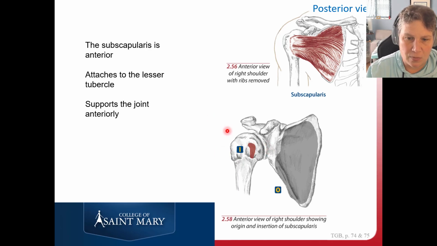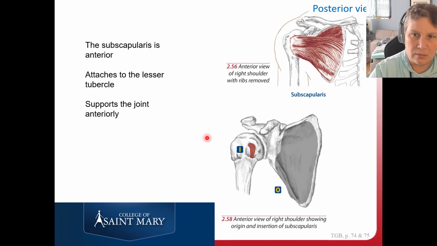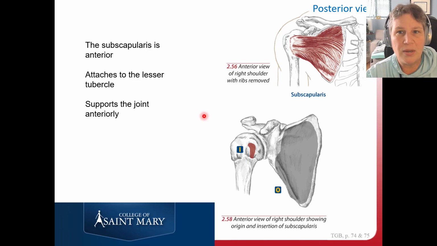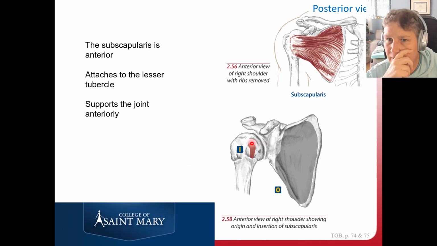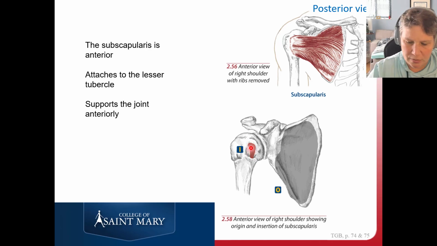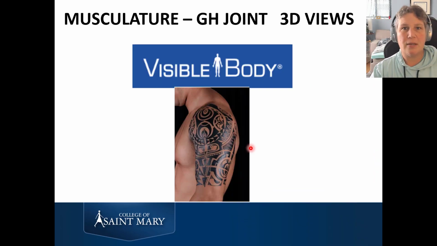Okay, so that's your subscapularis here. And what's different about the subscap, even though it's part of the rotator cuff, it actually attaches to the lesser tubercle of the humerus.